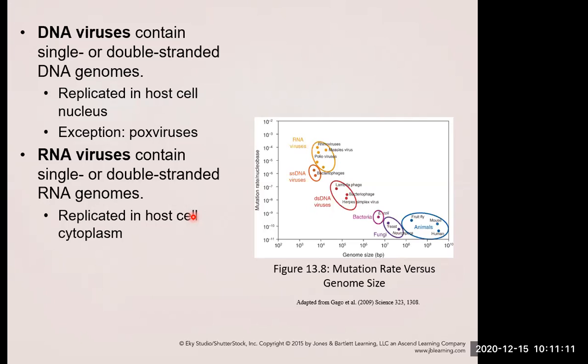We mentioned that RNA viruses are going to be replicating in the cytoplasm because, again, they are already in their transcribed form. They just need to translate at the site of the ribosome. And ribosomes are going to be in the cytoplasm.